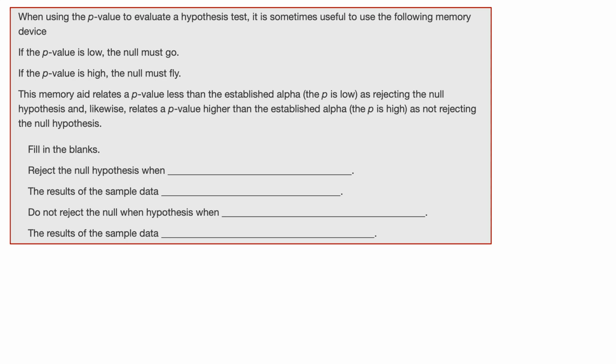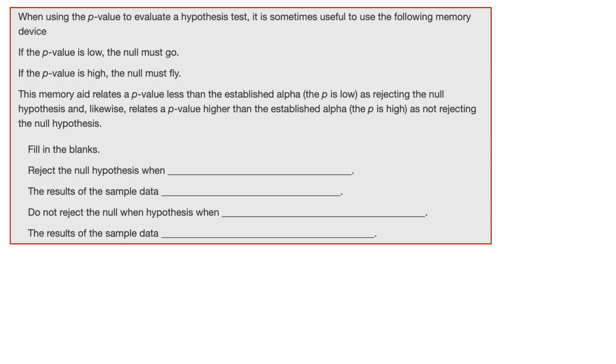The results of the sample data, I don't understand it. The results of the sample data. If you reject the null, I don't know what they're asking for here with the results of the sample data. Anyway, I really don't know what they're asking for with that. Let's get to the next one.